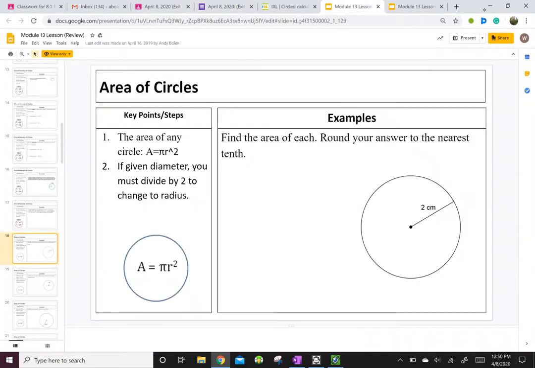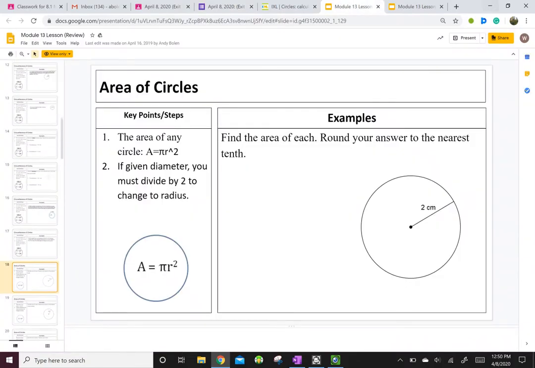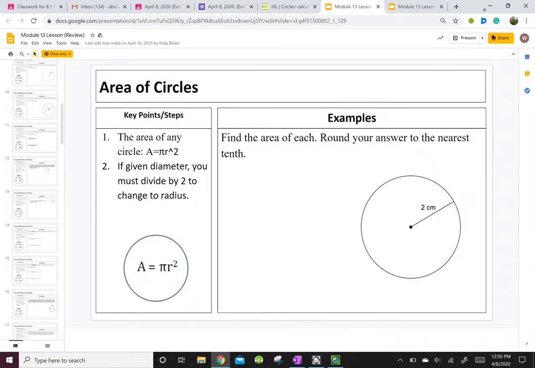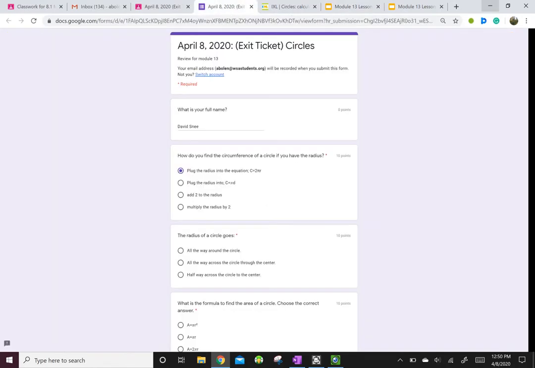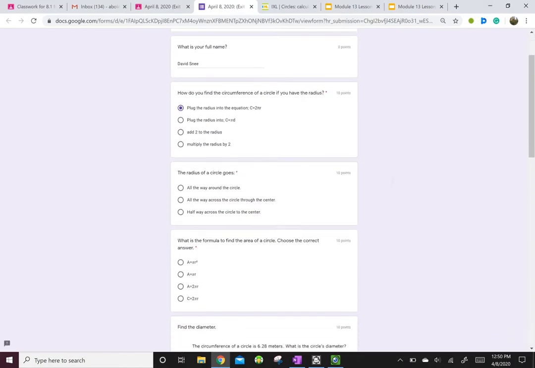So you're going to go back here. How do you find the circumference if you have the radius? Look at these formulas. Okay, if you have the radius, how do you find the circumference? Which one of those formulas has circumference and radius in it? Well, it was circumference is equal to 2 pi times the radius. So that's the answer to number 2.